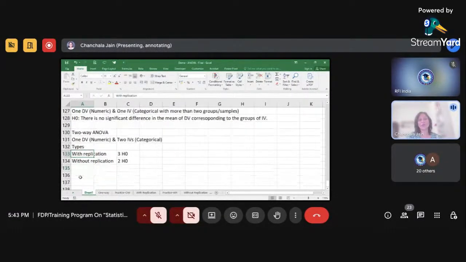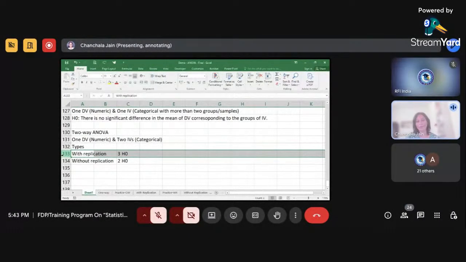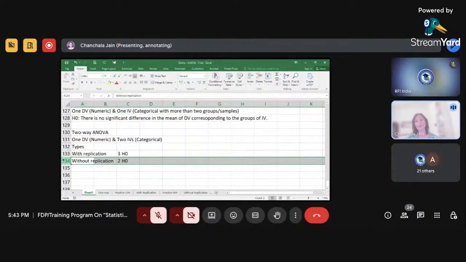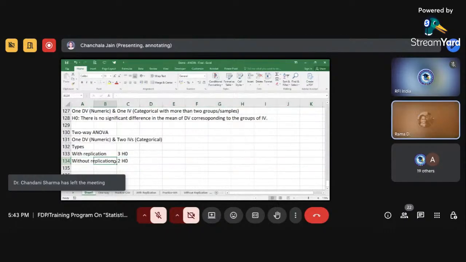So when you talk about two-way ANOVA, you need to make a total of 3 null hypotheses when you are repeating the categories of the categorical variable, but when you are not repeating them, that is the case of without replication, you need to make only 2 null hypotheses. I think everyone knows this: for every null hypothesis, you will have one alternative hypothesis. Clear?